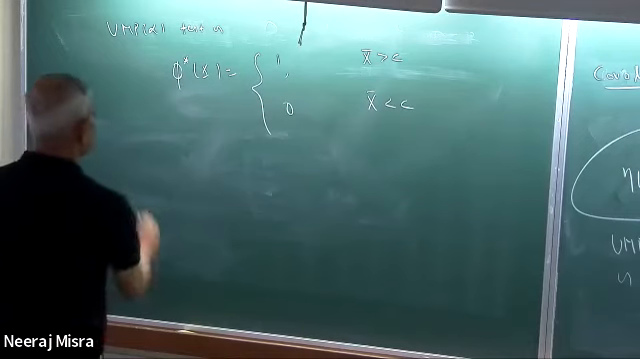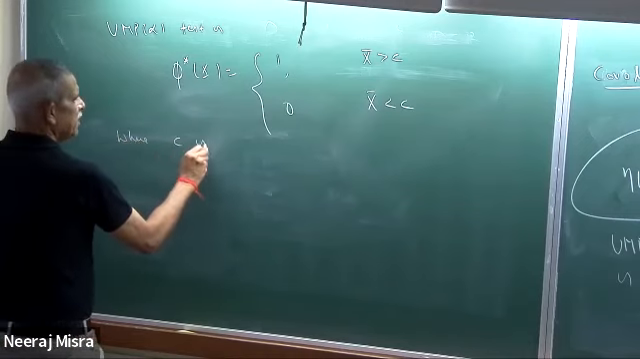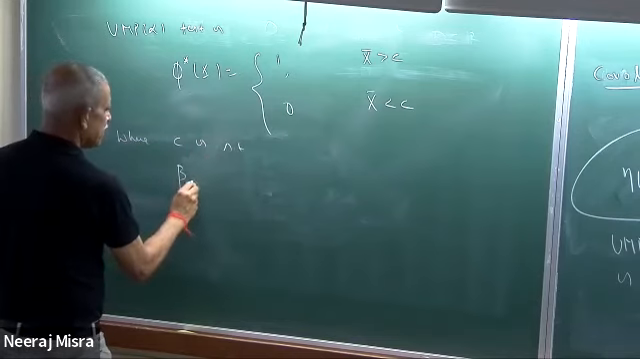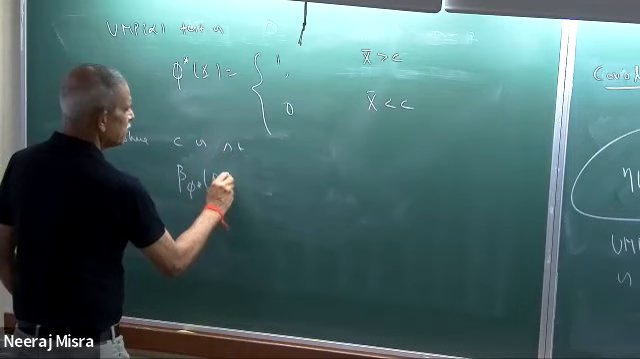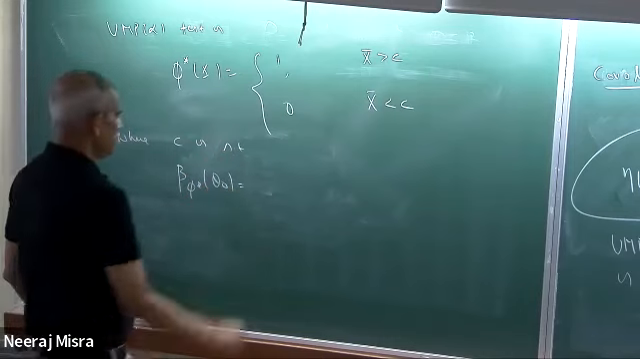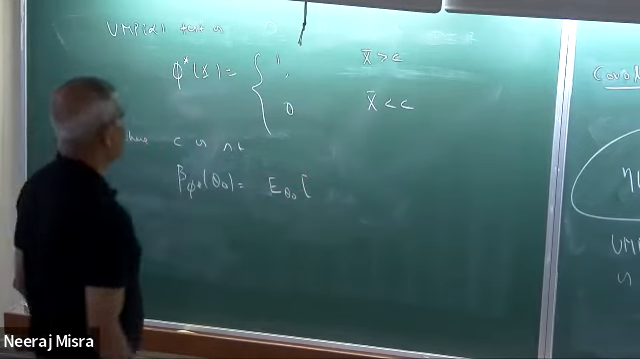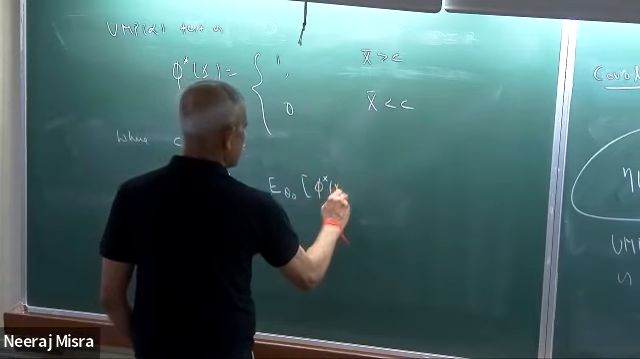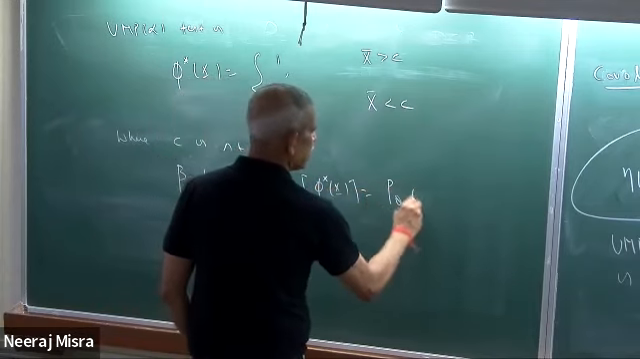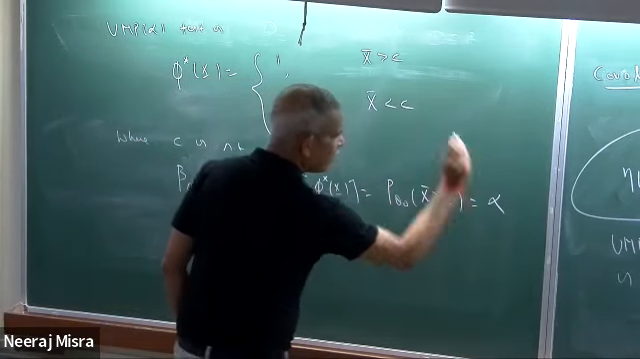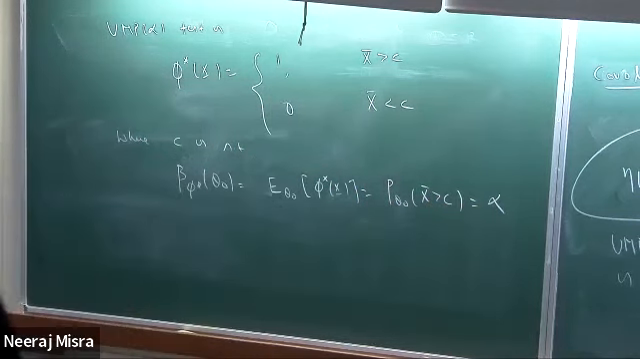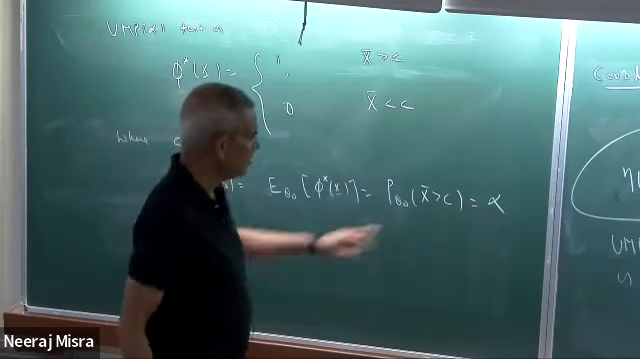Where c is such that beta phi star at theta naught, because the turning point is theta naught, is the same as E theta naught of phi star, which is the same as probability under theta naught that x bar is greater than c is alpha. Is that okay? So you have to choose c so that this happens. That means probability under theta naught of x bar less than or equal to c should be 1 minus alpha.